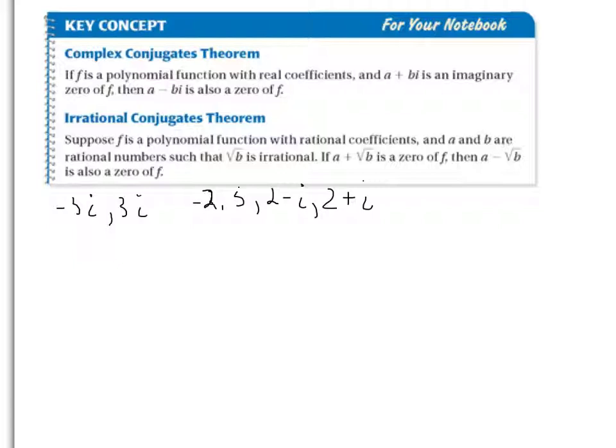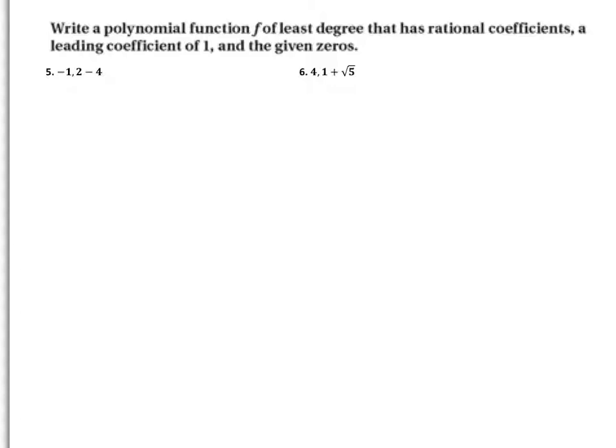And same thing for the irrational conjugate theorem. If I told you that it had a zero of 1 plus the square root of 2, then it also has 1 minus the square root of 2. Okay? So let's take a look at how we use this. Write a polynomial function of the least degree that has rational coefficients and leading coefficient of 1 and the given zeros. Okay, so the given zeros, what that means here is x equaled negative 1, so I'm going to show an example. If we add it over, remember we got x plus 1 equals 0.